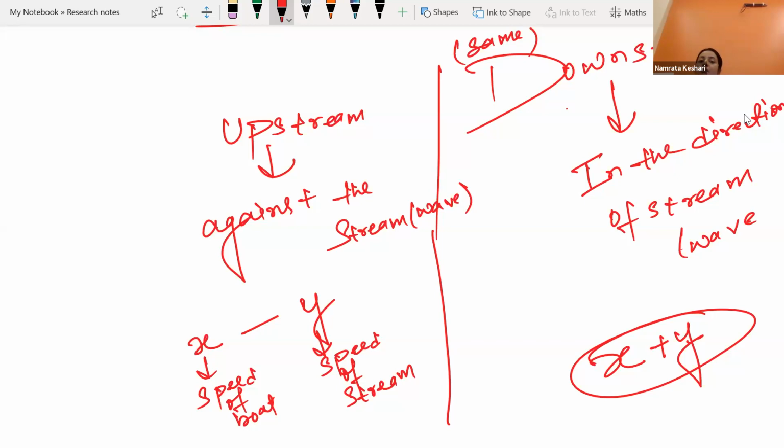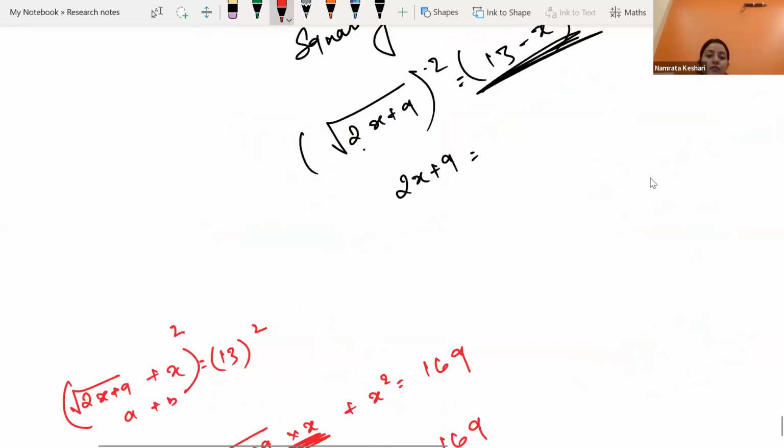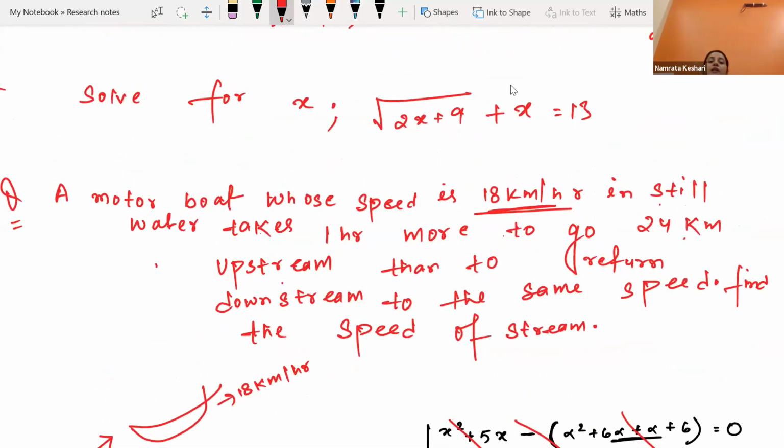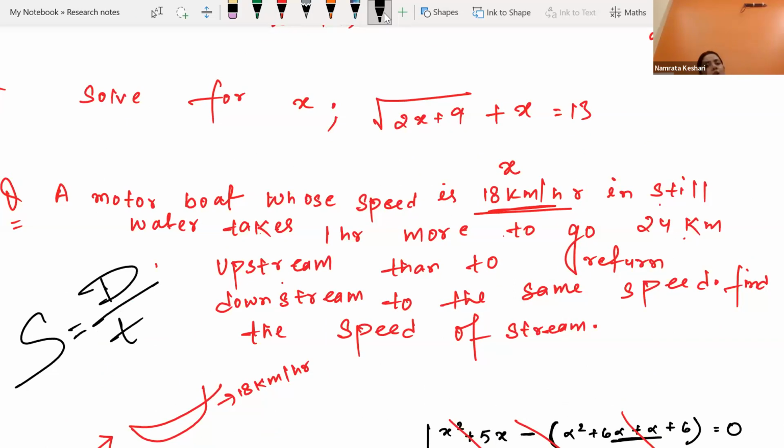Now let's read the question. If you understood these two scenarios, then we will be solving this particular question which comes in exams: a motor boat whose speed is 18 km per hour. So basically x is given over here. This is just the speed of the boat in still water. It takes 1 hour more to go 24 km upstream. Now we have the relation speed equals distance by time. This formula only we will be using.